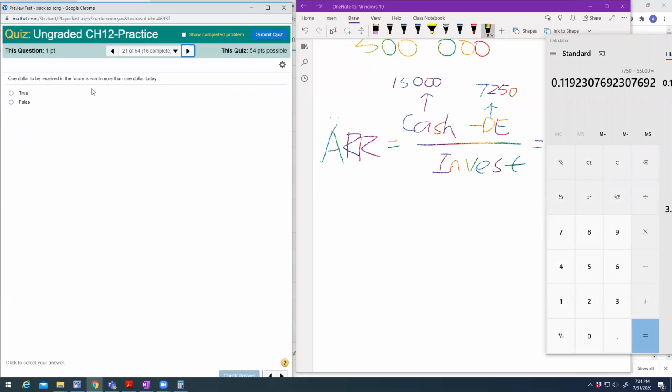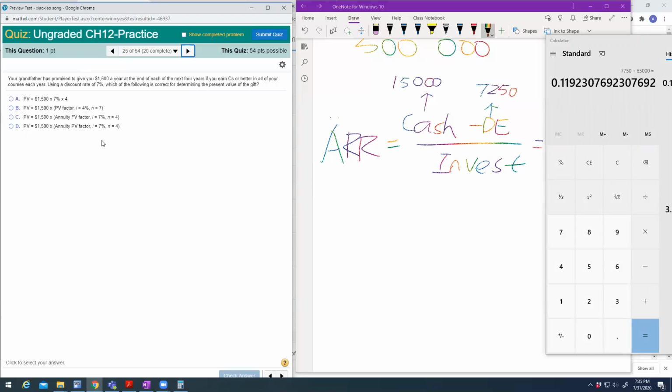$1 to be received in the future is worth more. No, that's just the opposite. A dollar today is worth more than a dollar in the future. One advantage of the internal rate of return is it considers time value. Yeah, that's right. And then next one, the net present value method doesn't incorporate. No, it includes. Next one. The term best describes a stream of equal installments made at equal time intervals. So that's our annuity.